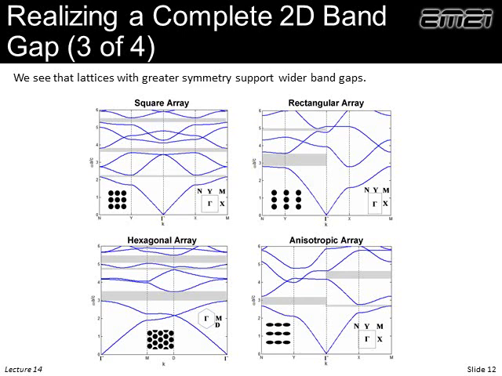We want high symmetry for a band gap. We want dielectric blobs to support the E mode band gaps. And we want connected vanes to support H mode band gaps. So if we somehow can pull all of this together and do all three at the same time, we'll have a lattice that supports a complete band gap.